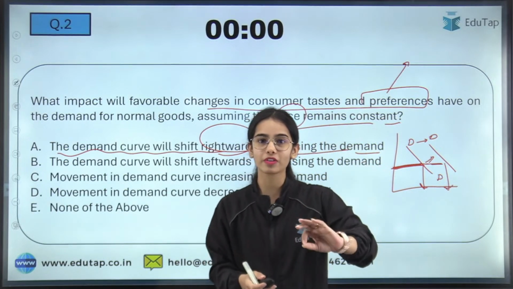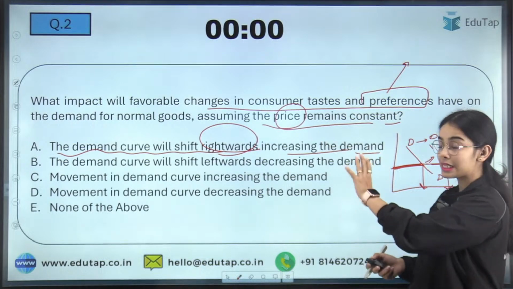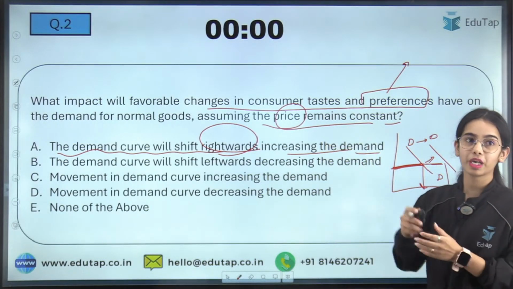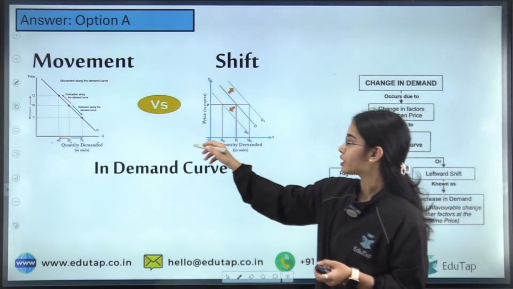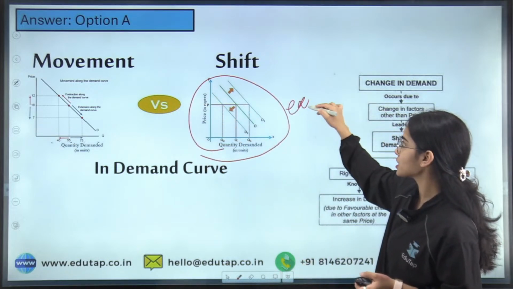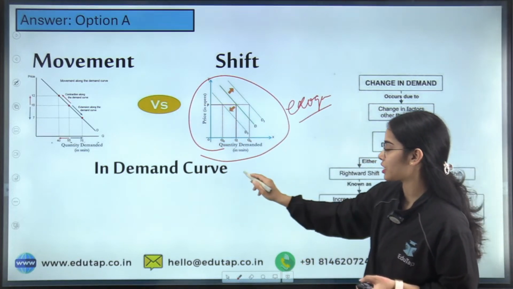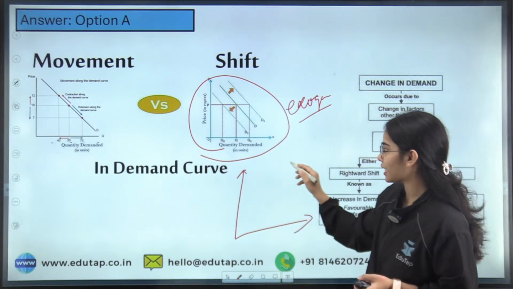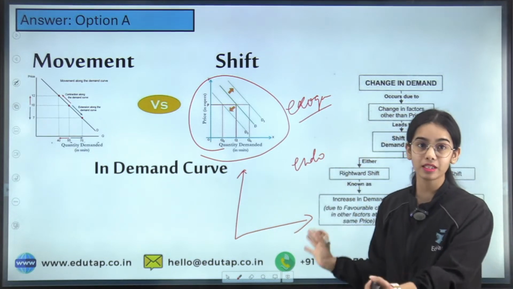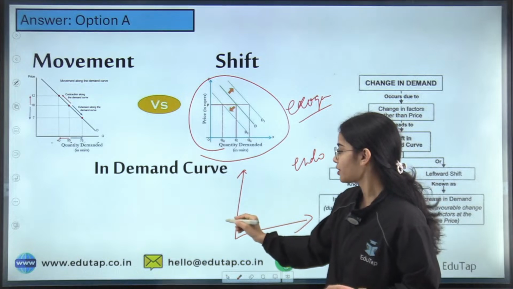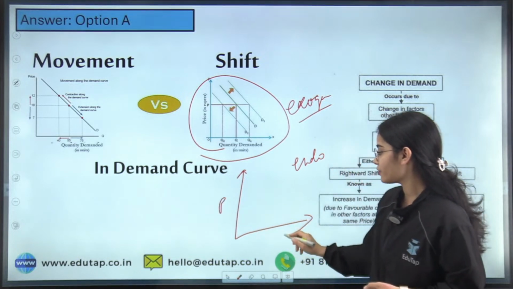I hope all of you have given the right answer for this question. Easy question, I will say, so you should be able to give the right answer. There is a shift whenever there is an exogenous variable, whenever there is an external variable. The endogenous variables are inside the model, inside the diagram. So here you can see, here we have the price, here we have the demand.